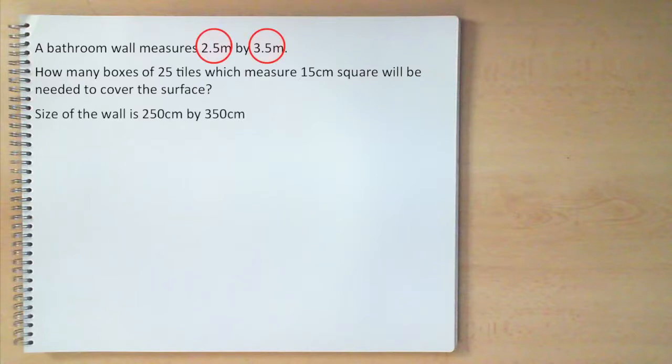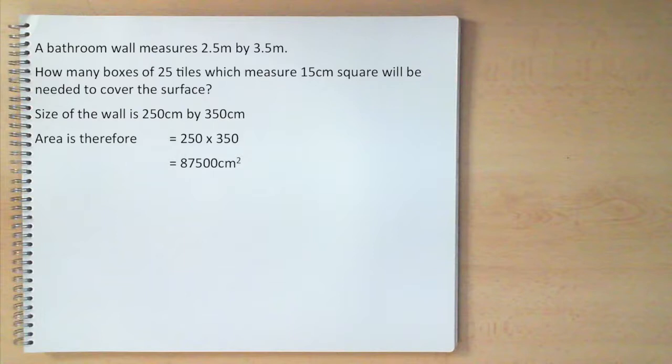We've got a wall that's measured in meters and tiles that are measured in centimeters, so we have to do a conversion. So the size of the wall is actually 250 centimeters by 350 centimeters. All we've done there is multiplied the length in meters by 100 to get centimeters. So the area of that wall is 250 times 350, which is 87,500 centimeters squared. We know that each tile has an area of 15 times 15, which equals 225 centimeters squared.